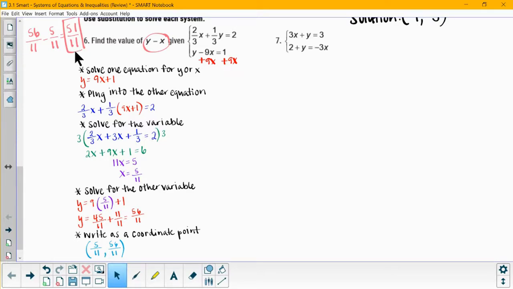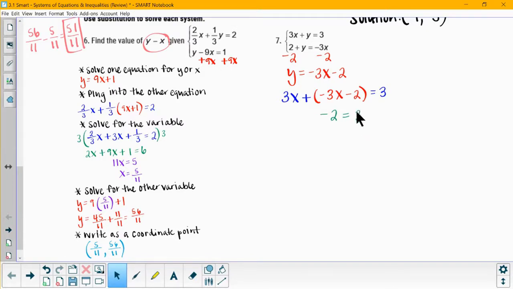For number 7, I'm going to do something similar. I'm going to solve for a variable. So here I believe I subtracted 2 from each side, giving me y equals -3x minus 2. And then I'm going to substitute this -3x minus 2 everywhere I see a y in my first equation. So I have 3x plus (-3x minus 2) equals 3. Going to simplify this: 3x and this -3x cancel each other out, and I end up with -2 equals 3.